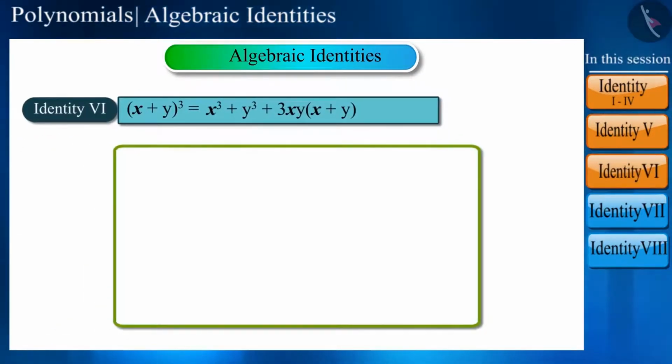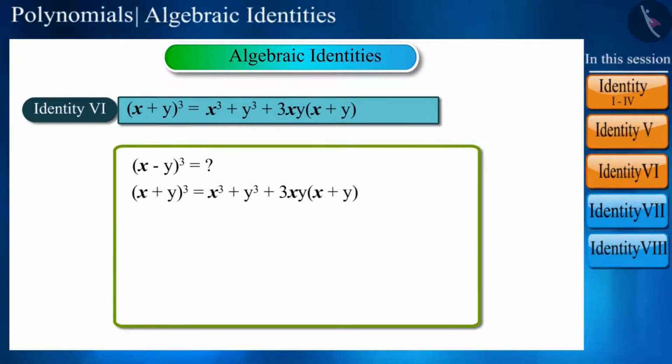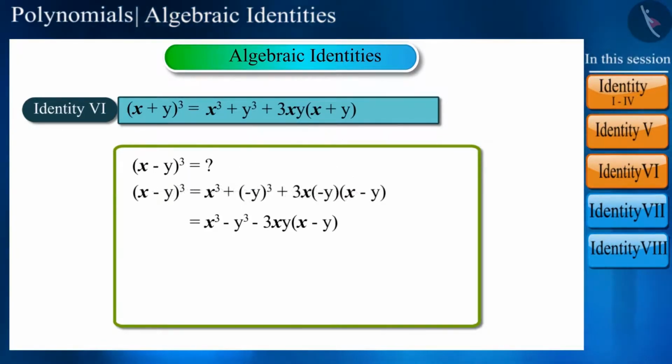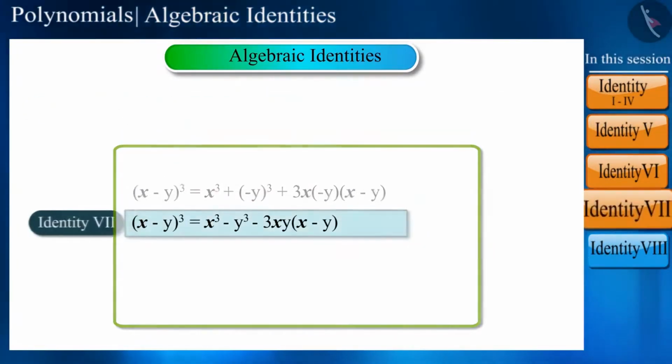The next identity is based on this only. We have to find the extended form of (x − y)³. We can derive this by substituting y with −y in identity 6. And let's call it identity 7.